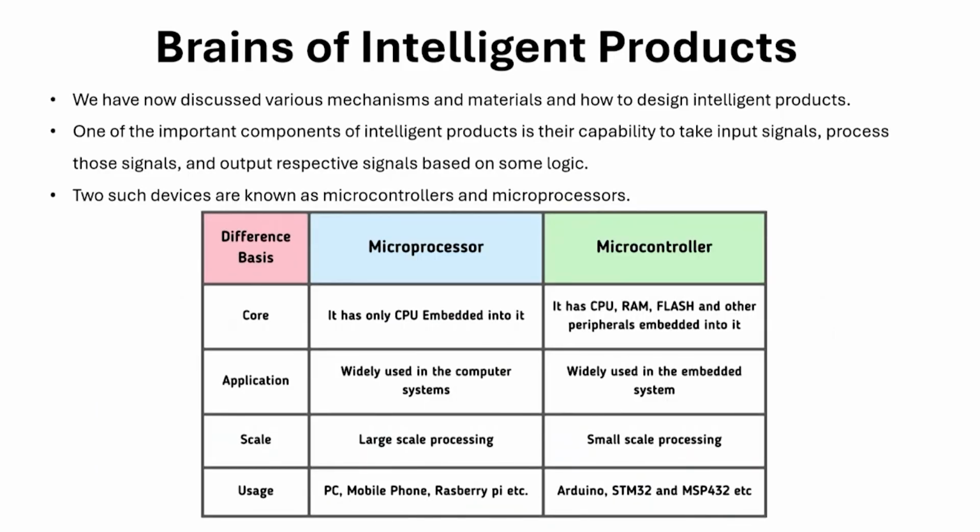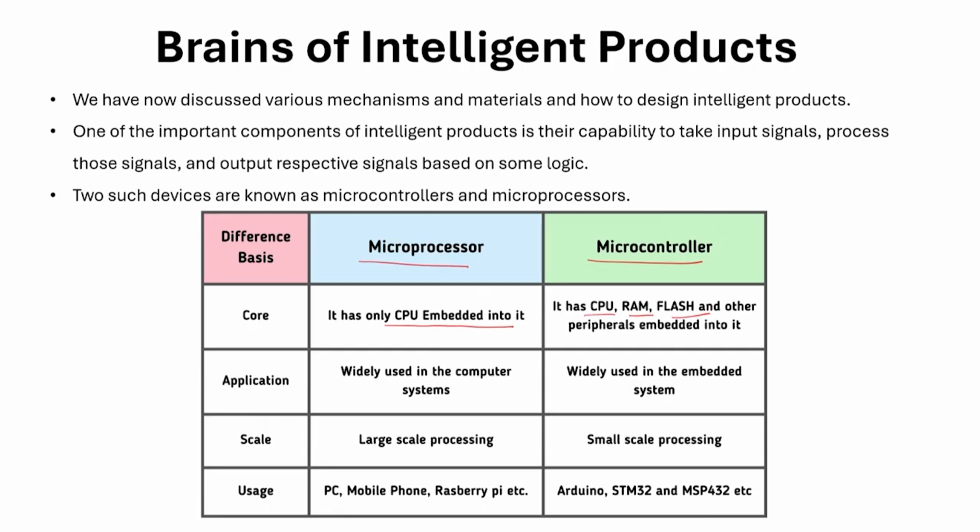So, what is this brain of an intelligent product? Well, if you look at it, there are two different types of elements we can use. One is called a microprocessor, another is called a microcontroller. Each one of them has its own regime where it will be effective. Suppose I am talking about the core, then the microprocessor has a CPU embedded into it, something like you would see in every computer. Microcontroller, on the other hand, is more like a computer on its own, but in a much smaller version, which has CPU, RAM, flash and other peripherals all embedded into it.